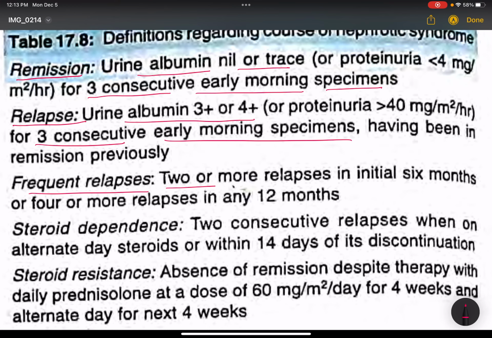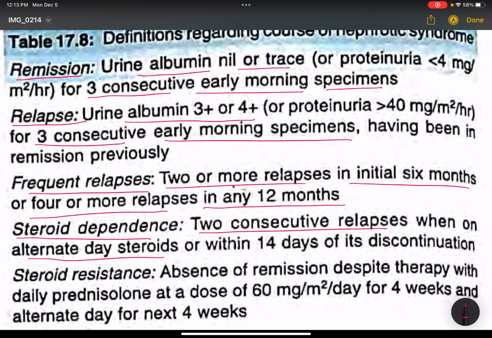Frequent relapse if there are 2 or more relapses in the initial 6 months or 4 or more relapses in any 12 months. Steroid dependence, that is 2 consecutive relapses when on alternate day steroids or within 14 days of its discontinuation. Steroid dependence when there is a relapse after 14 days of its discontinuation. Steroid resistance if there is absence of remission despite therapy for 4 weeks.